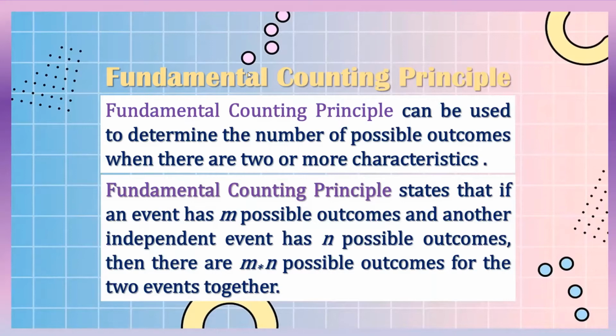Fundamental counting principle states that if an event has m possible outcomes and another independent event has n possible outcomes, then there are m times n possible outcomes for the two events together. Okay, so thank you, Sharifa. So looking at these m possible outcomes and another independent event has n possible outcomes, all you have to do is this formula. M asterisk n. Remember, in computer, you learned asterisk means multiplication, right? So all you have to do is multiply.